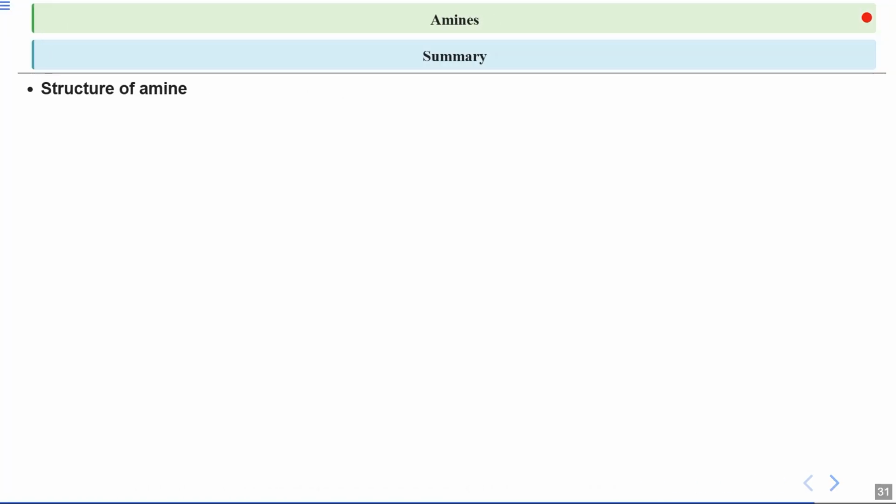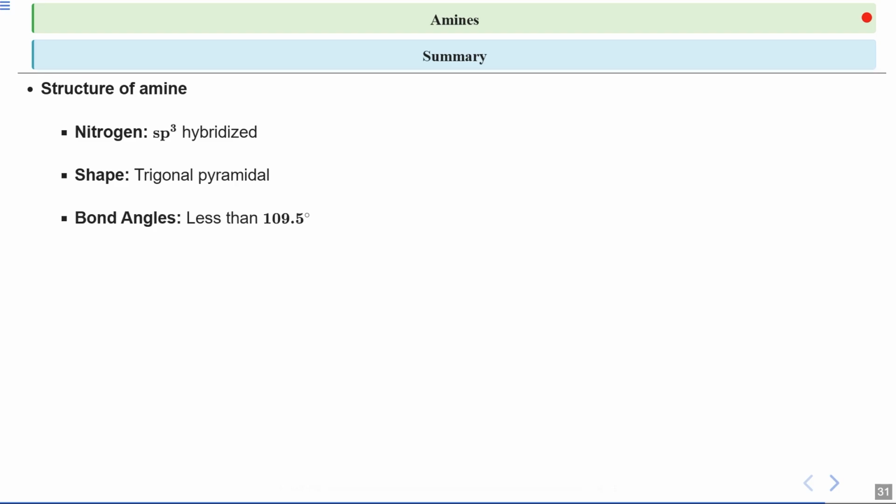Now let us summarize whatever we have studied in today's lecture. We discussed the structure of amine. I told you that the nitrogen of amine is sp3 hybridized. The shape is trigonal pyramidal because of the presence of a lone pair on nitrogen, and the bond angle is less than the ideal tetrahedral angle, which is 109.5 degrees.